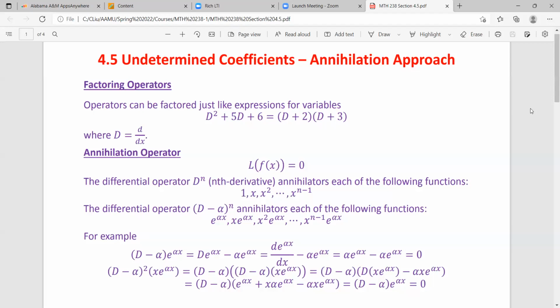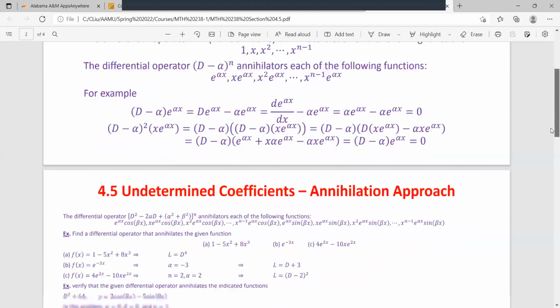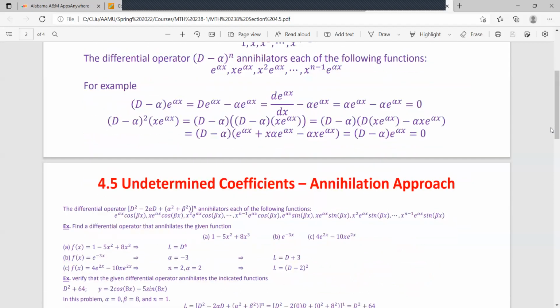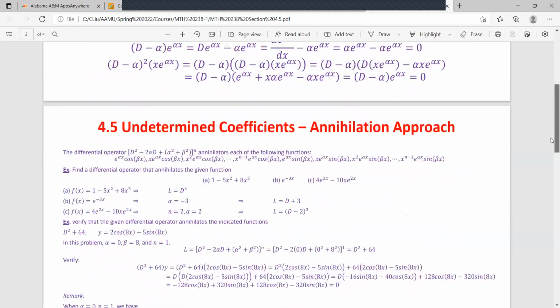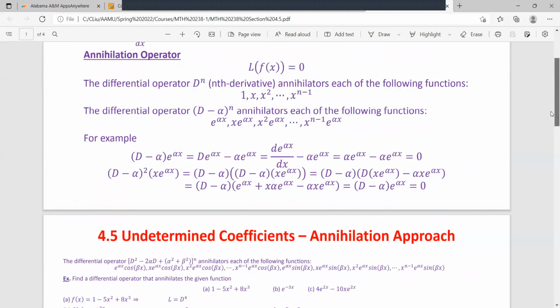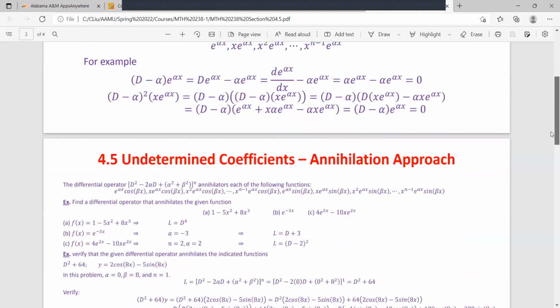So you can also check any power of D minus alpha applied to those functions. You just get 0 at the end. Okay. So that's D minus alpha to the n, acting on those functions.